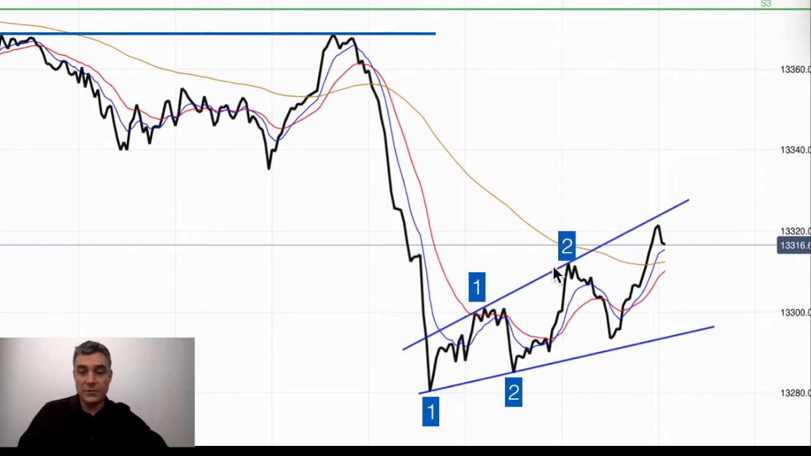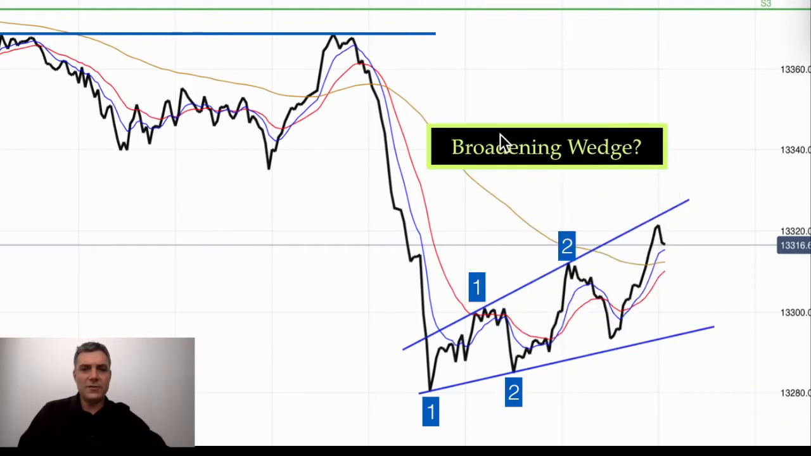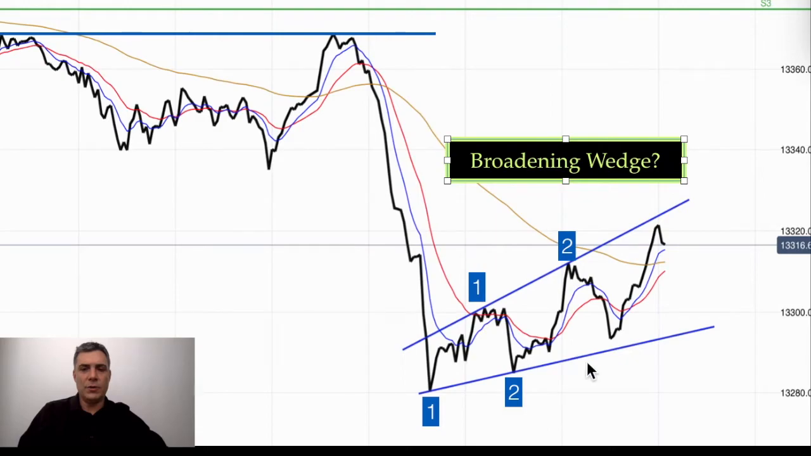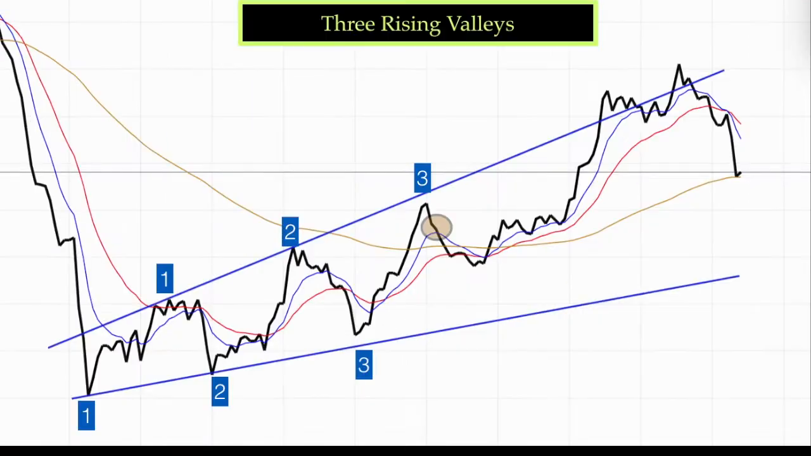As already discussed, you've got a micro double top in here and the market comes down. Where does it come down to? Well, it comes down to just above the pattern line here. So, the question is, is this pattern here a broadening wedge? Well, it could be a broadening wedge, but it also could be another type of pattern.